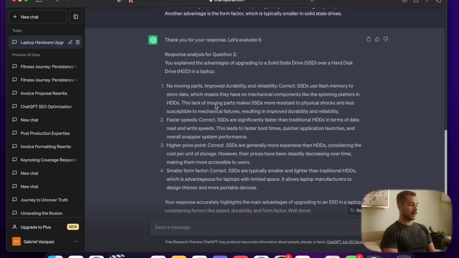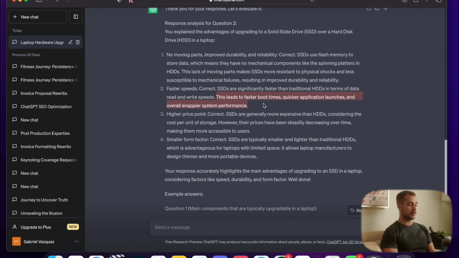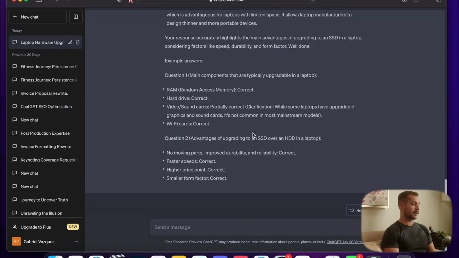All right, so it's telling me what I explained here. And what's nice about this is it's taking my answers, telling me whether I'm correct, and then elaborating and further explaining my answers. So in this case, it's telling us why SSDs are more resistant to physical shock and less susceptible to mechanical failures. It's telling us that we get faster boot times, quicker application launches, and overall snappier system performance, and so on. So again, we got them correct. And I could continue this by telling ChatGPT to continually give me more and more answers. So the first tip is to have ChatGPT act as an examiner and ask you questions on a topic.